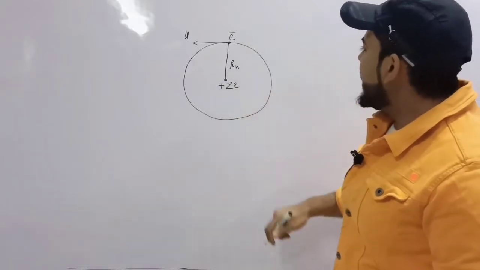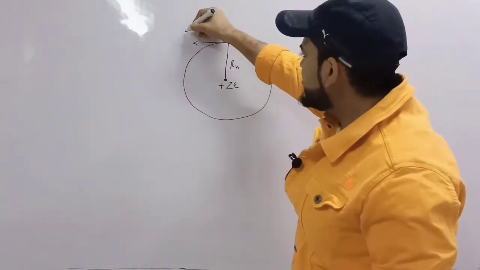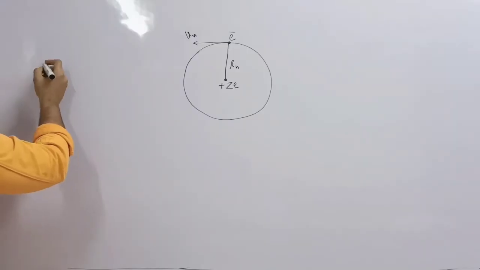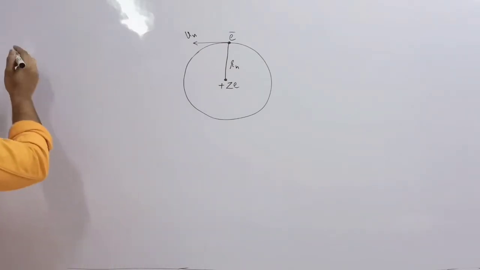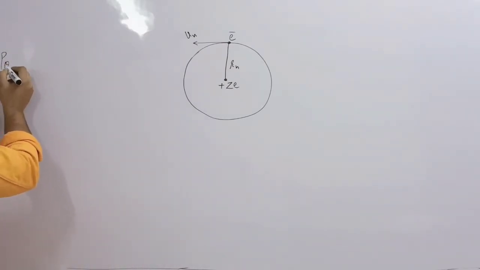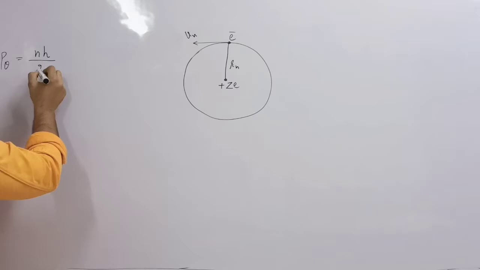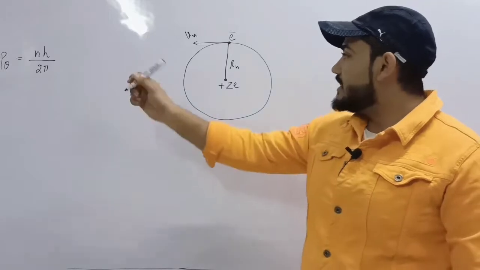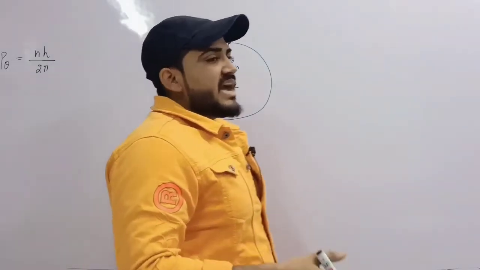Let us assume that the electron is revolving in the nth orbit with a velocity vn, that is, the velocity of the electron revolving in the nth orbit is vn. For electrons revolving around the nucleus in a particular circular orbit, the condition given by Bohr is that the angular momentum p theta is equal to an integral multiple of h upon 2 pi. We know that angular momentum is the product of m, v and r.